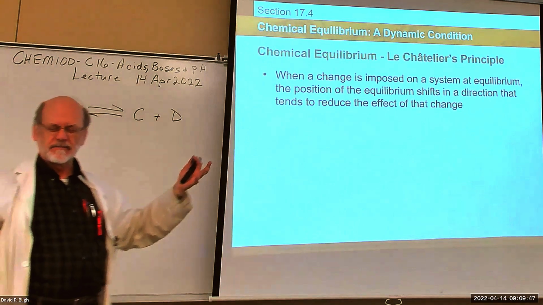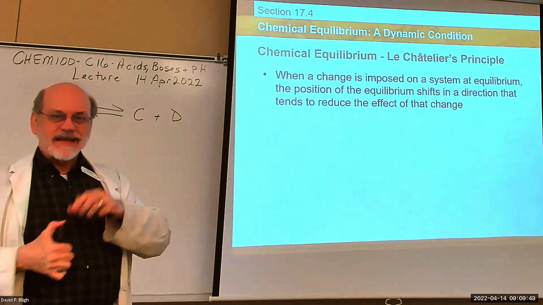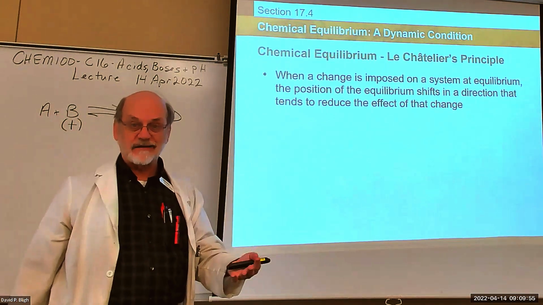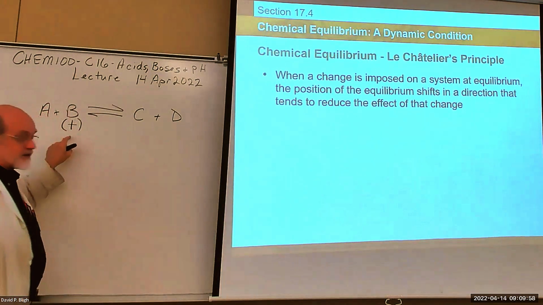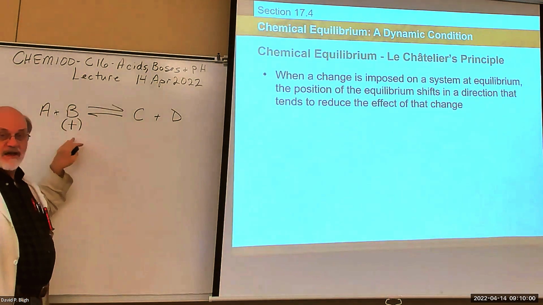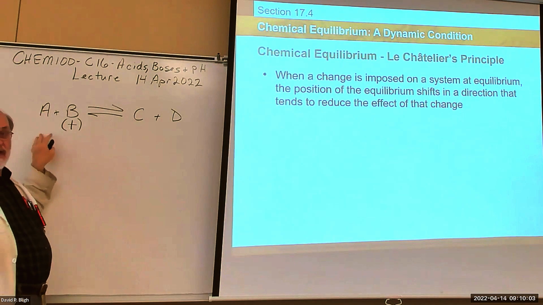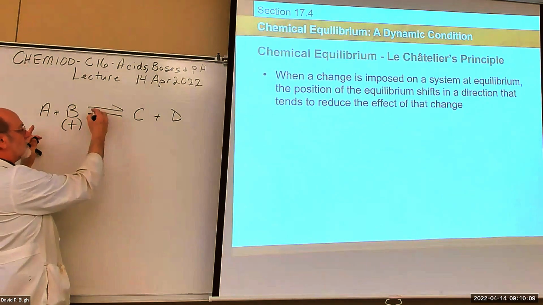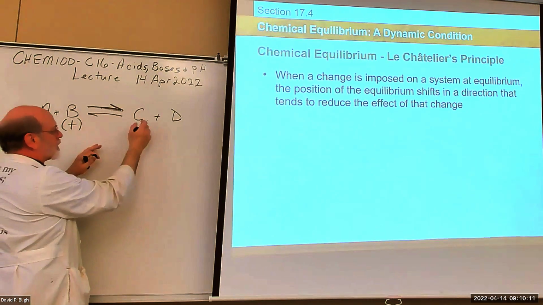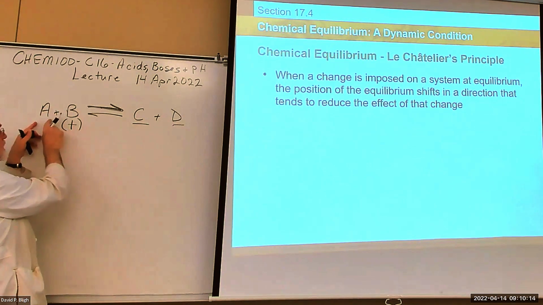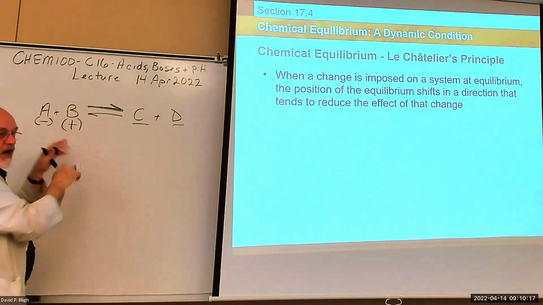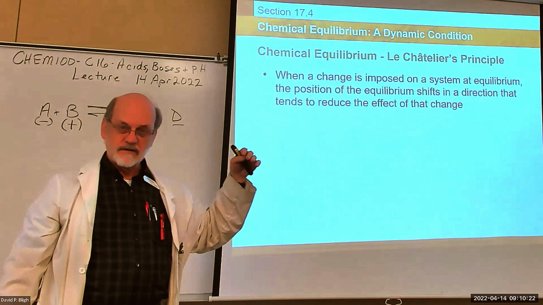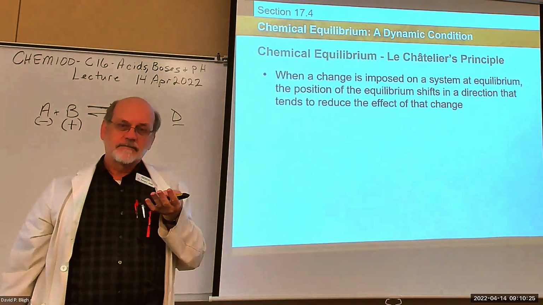Just add more B. That equilibrium system is going to respond. It doesn't just sit there and take it. If you add more of this, that means there are more of these B's available to react with A. So the response is to produce more C and D, consuming some of this, until you reach equilibrium again, until the rate of the forward reaction equals the rate of the reverse reaction.